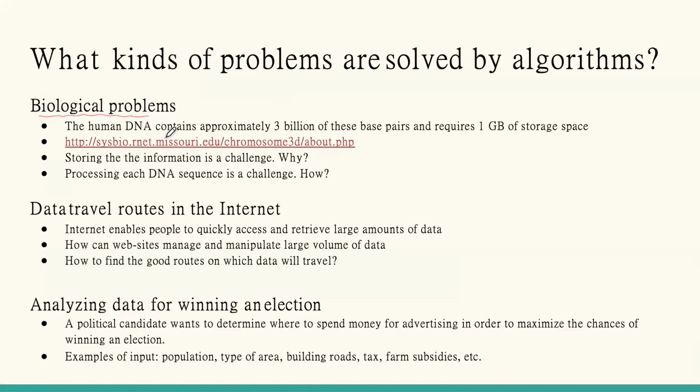For example, our human DNA contains 3 billion base pairs, basically 3 billion characters, and storing one single person's DNA requires at least 1 GB of storage. So this is just for one person. Imagine how much space you would need to store, say, the DNA of 1,000 people. That would automatically be 1,000 gigabytes, right?